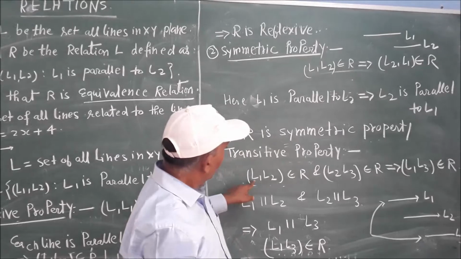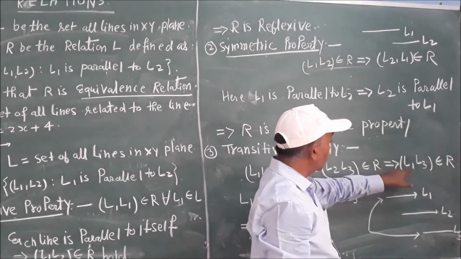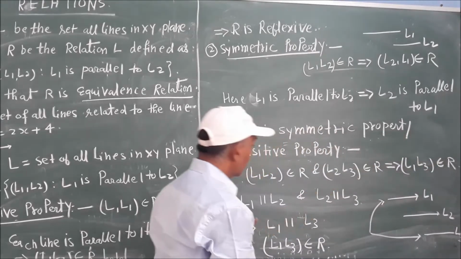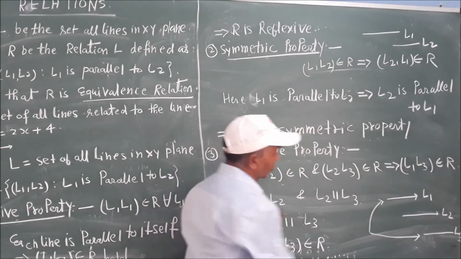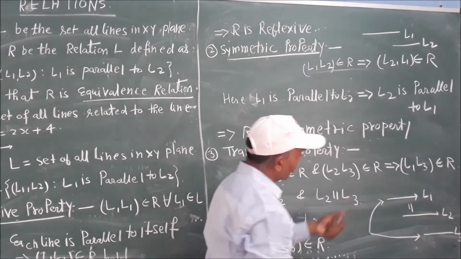Once again see here. (L1, L2) belongs to R. (L2, L3) belongs to R. This implies we have to prove that (L1, L3) belongs to R. So in the diagram, L1 is parallel to L2. These two are parallel to each other. L1 is parallel to L2. L2 is parallel to L3.